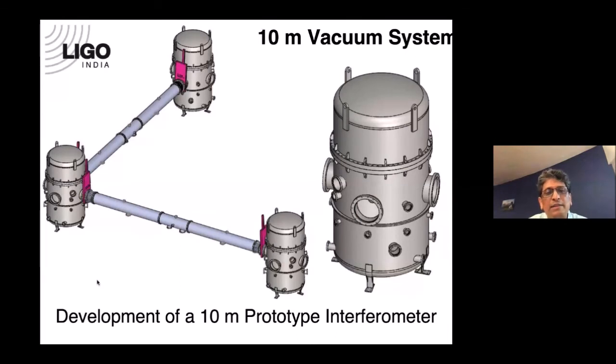The vacuum system, etc., is being built by the Institute of Plasma Research, and they have built such vacuum systems before for the ITER project, for example, where it has to go down to nanotorr, as I said, very, very high vacuum.